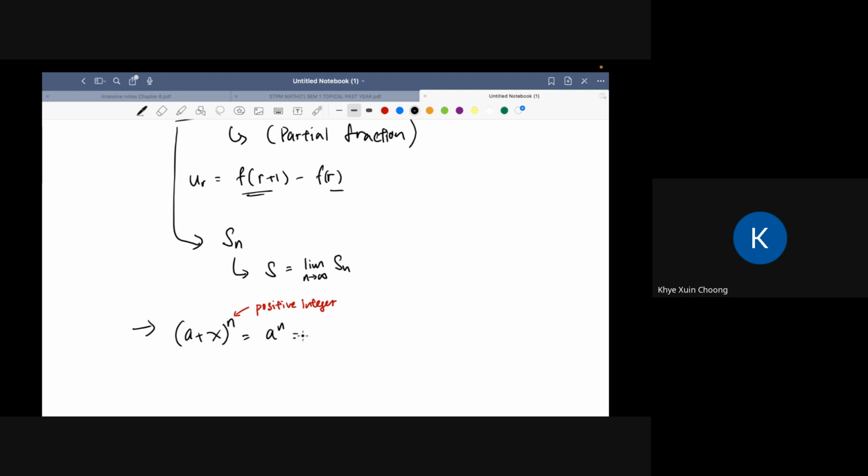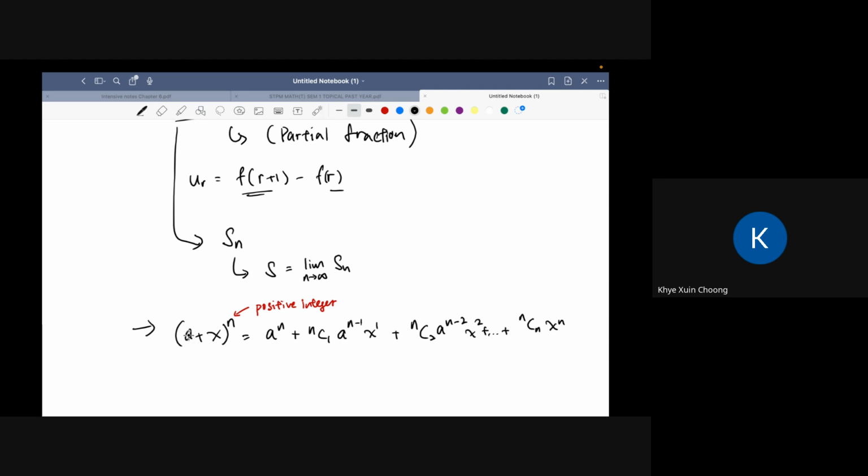(a + x)^n should equal a^n plus nC1 a^(n-1) x^1, plus nC2 a^(n-2) x squared, plus dot dot dot, until the last term nCn x^n. So this is the binomial theorem for positive integer. For a positive integer power, what is inside the bracket can be anything. It can be any two things.